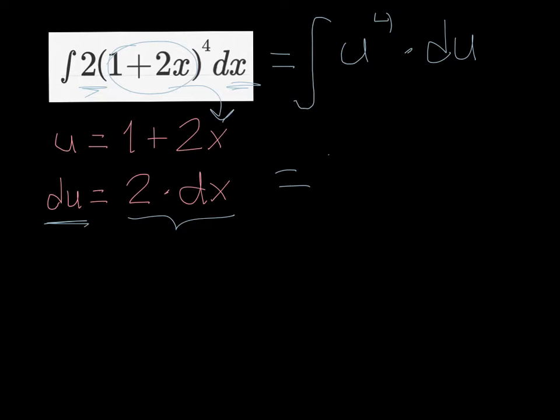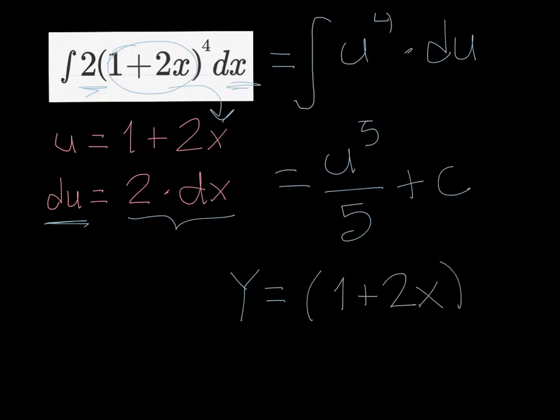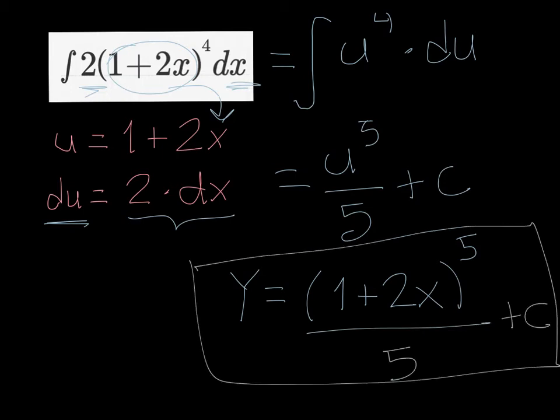By changing this, we can easily integrate u to the 4. The integral of u to the 4 is u to the 5 over 5 plus c. And once you have integrated the function, you can go back to the substitution that you did at the beginning. So as u is 1 plus 2x, I'm going to write 1 plus 2x to the 5 over 5 plus c. And that is the substitution rule.